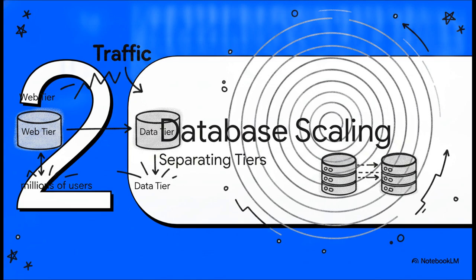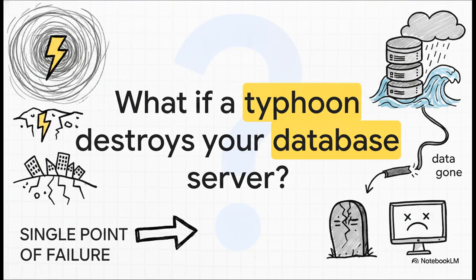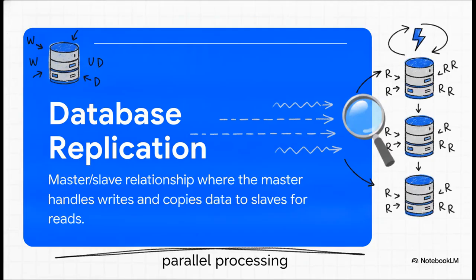And to scale out effectively, we move to step 2, scaling out the database by separating our tiers. So imagine for a second that your entire database is just sitting on that one single server. What happens if, say, a typhoon or an earthquake hits that exact data center? Poof, literally gone. If you've only got one database, your data is vaporized, and your site is dead in the water. We call this a single point of failure, and let me tell you, it's pretty much a system designer's worst nightmare.